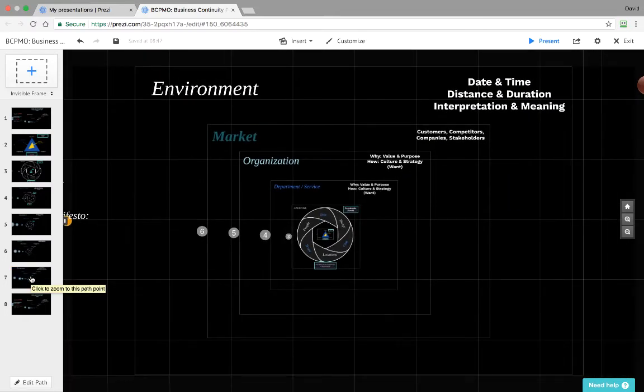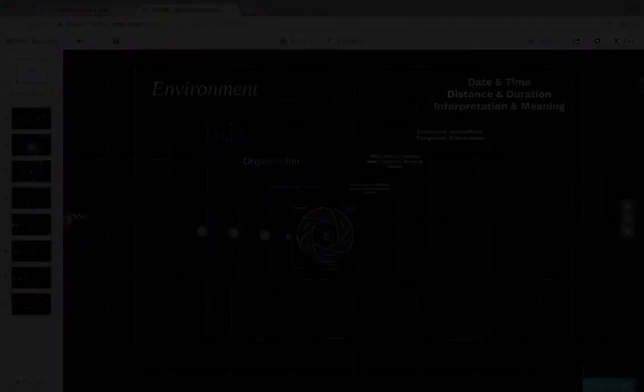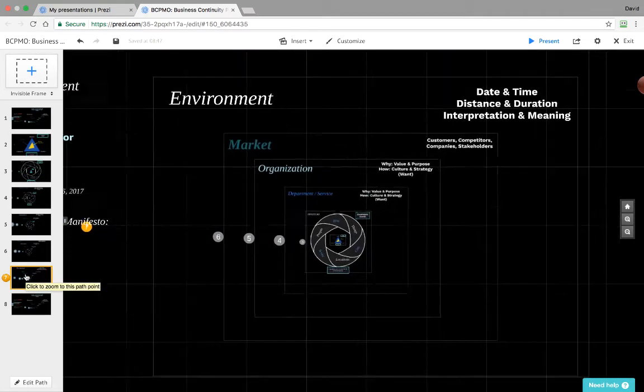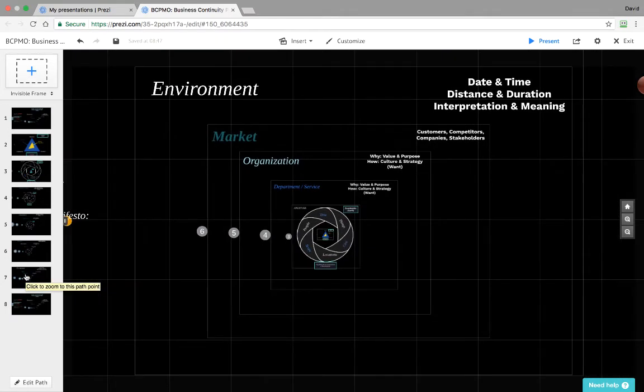Now, all of this has to go out one more level, and this is the last level, but all of this happens within an environment. A certain date, a certain time. When the disaster happens, it has a certain distance and duration, and all of this happens within a certain interpretation and meaning. Well, the job of the risk manager is to make sure that the disaster doesn't happen in the first place. The job of the business continuity professional is to prepare the organization for recovering should a significant event take place.